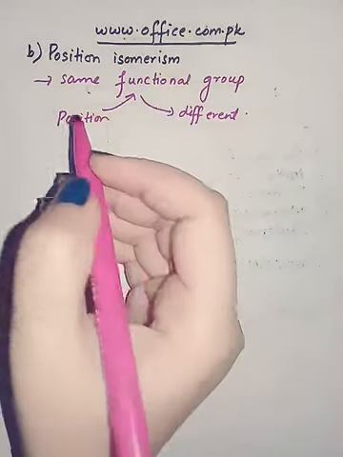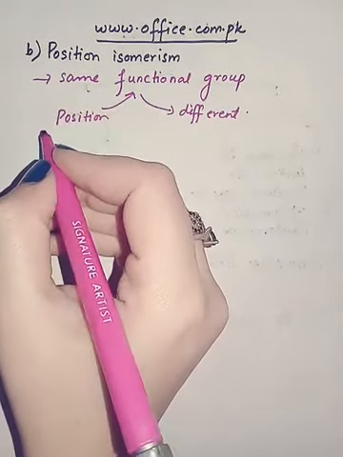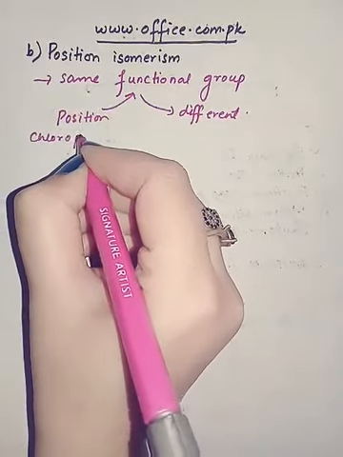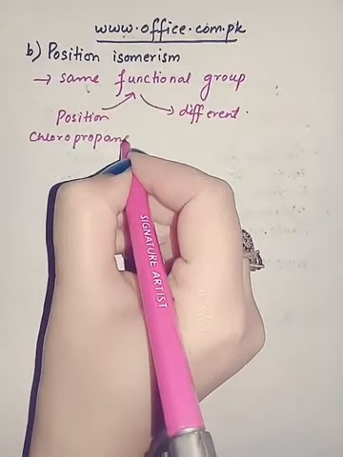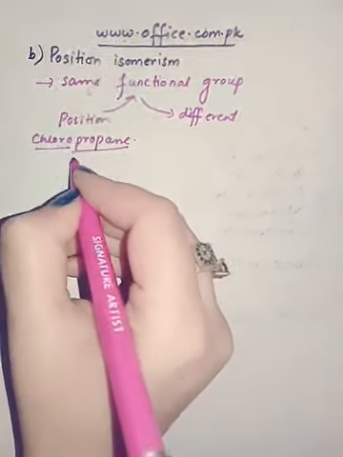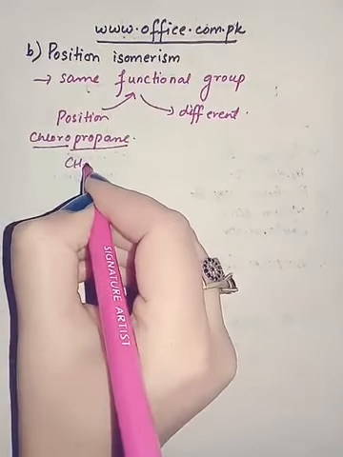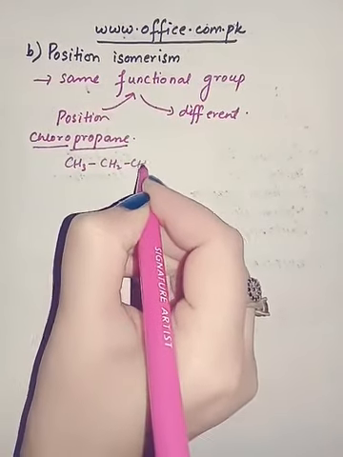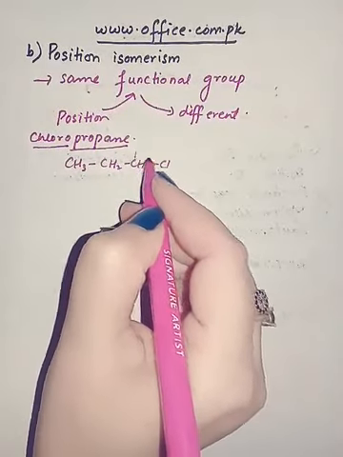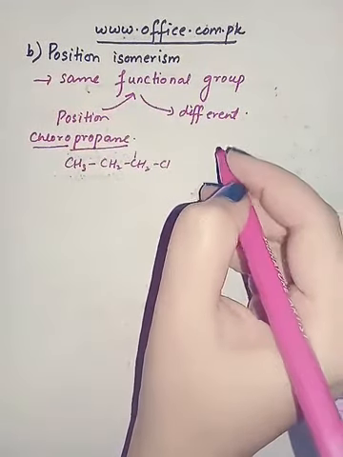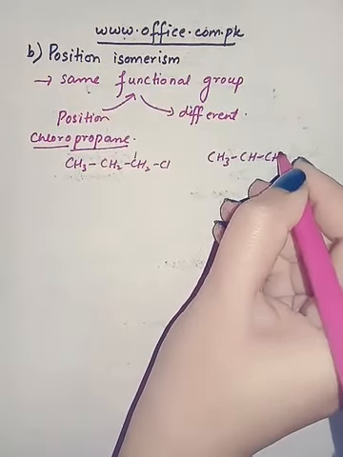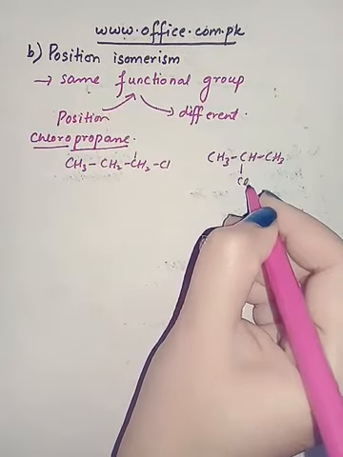Now the arrangement of carbon atoms will remain the same, just the position of the functional group will vary. For example, here we have the first example of chloropropane. Chloropropane means propane has a chloro group attached to it. It will be like this. This will be 1 chloropropane. In the same way, we have another chloropropane in which the position of the chloro group will be different. It will be attached here.